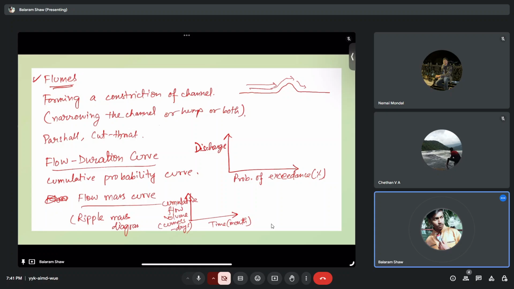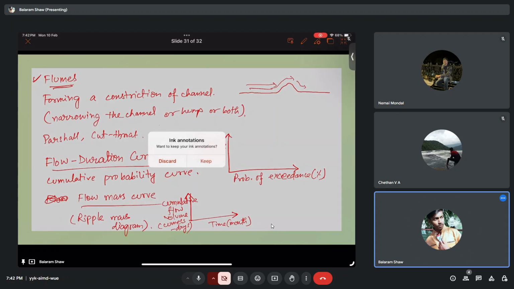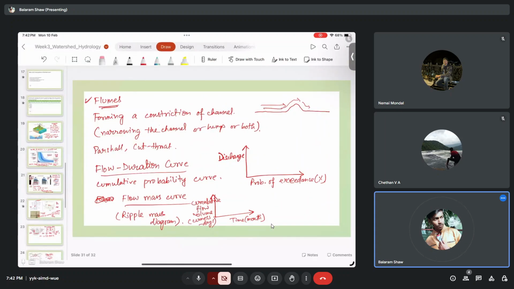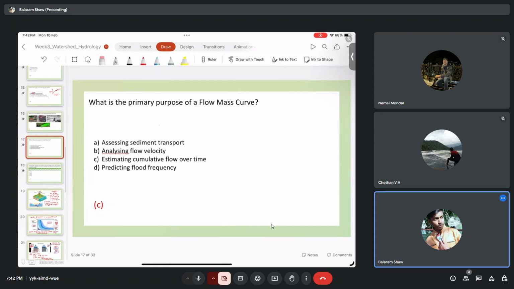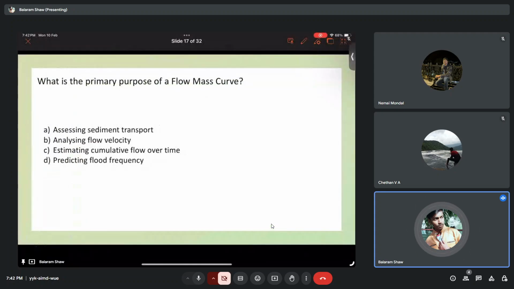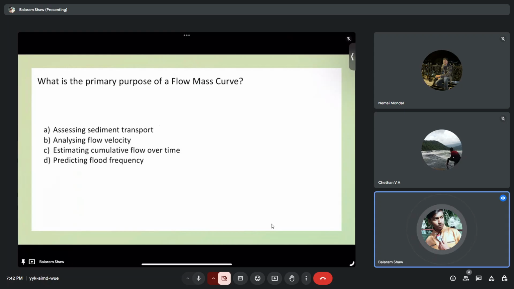Now also in many sectors we see that this flow mass curve is used, which is the conventional method to get to how much supply there should be. Okay, so with this we move to the question again. The question is, what is the primary purpose of a flow mass curve? Just now I mentioned that it gives the estimates of cumulative flow over the time. So the correct answer will be C.